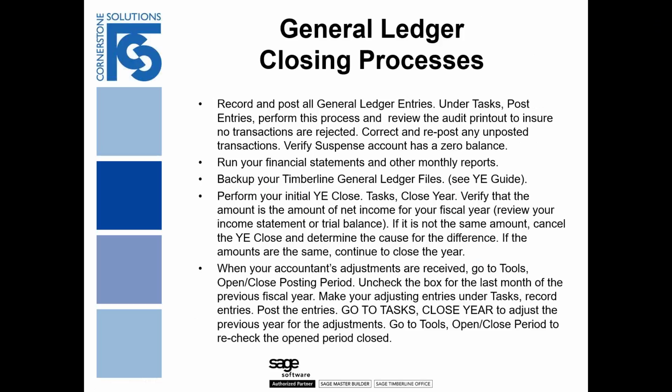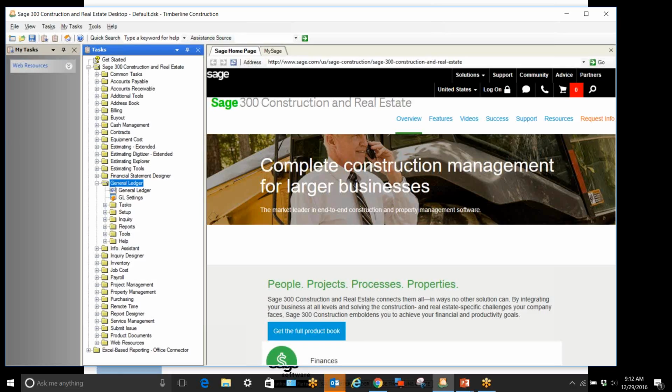All right. So the fourth bullet point talks about performing your initial year-end close, Tasks, Close Year, which we're going to run through together. Okay? And then that last bullet point talks about going back and opening up a prior period and making an adjustment. So let's dive into the software and run through the process.